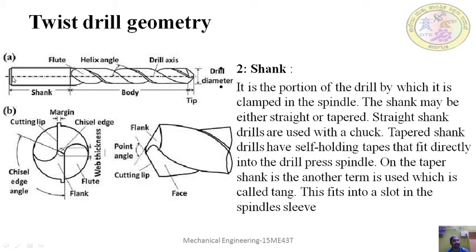So if you are using a tapered shank, it has the advantage that it is directly clamped to the spindle. Instead of using a chuck, we directly clamp the shank. So these are the advantages of the tapered shank.